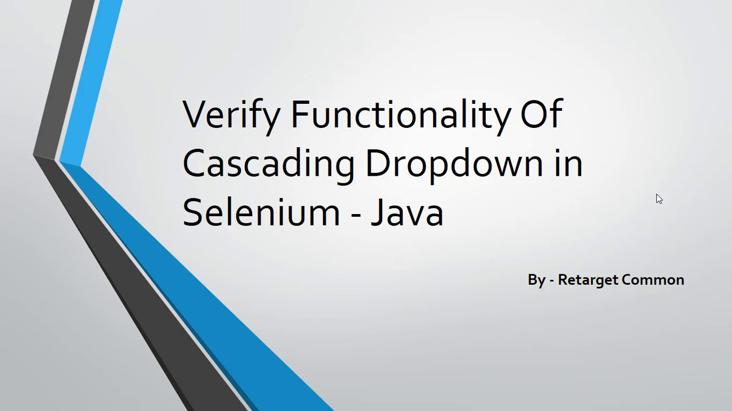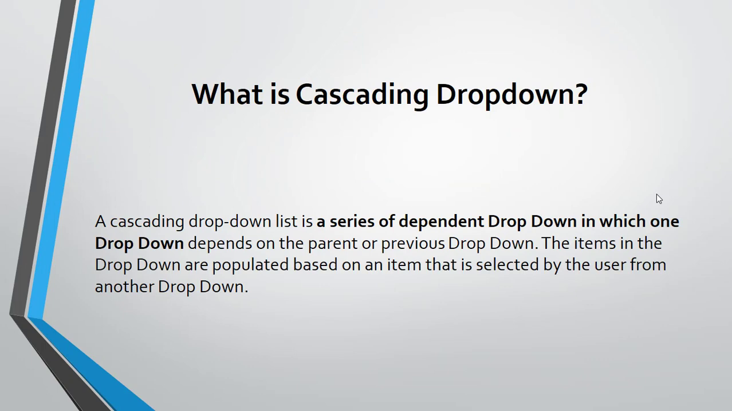So what are we going to learn in this video? How can we verify the functionality of a cascading drop down in Selenium Java. Before going to the code, let me show you what a cascading drop down is. You must have heard of it or seen this type of drop down, but you might not be aware of the name. Let me show you the definition of it. So what is a cascading drop down?